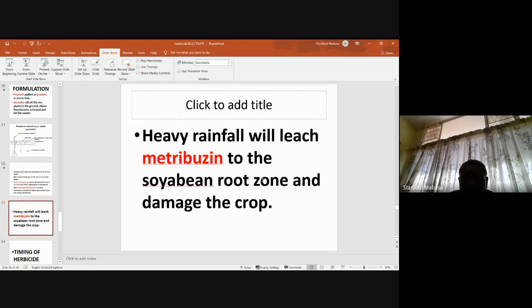However, if we have heavy rainfall after application of, let's say, metribuzin, there's a likelihood of leaching the herbicide to the soybean root zone, and the crop may be damaged. And indeed, this has sometimes happened in this country.